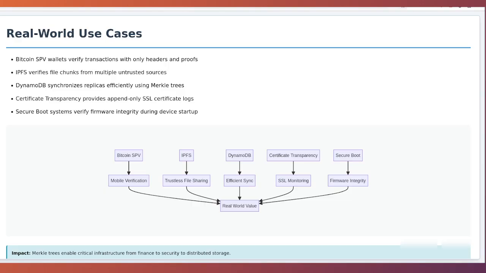When you share a file, you share its root hash. Others can download chunks from multiple sources and verify each chunk against the Merkle tree, ensuring data integrity without trusting any single source. In Amazon DynamoDB and other distributed databases, Merkle trees enable efficient replica synchronization.